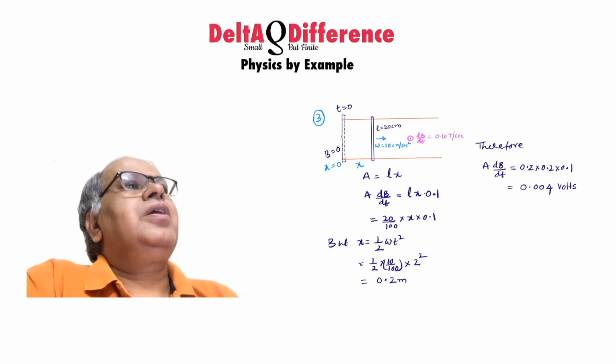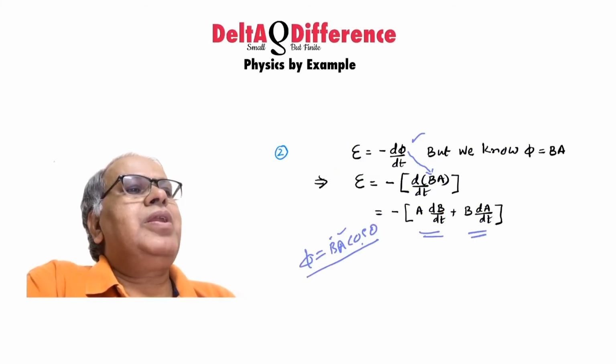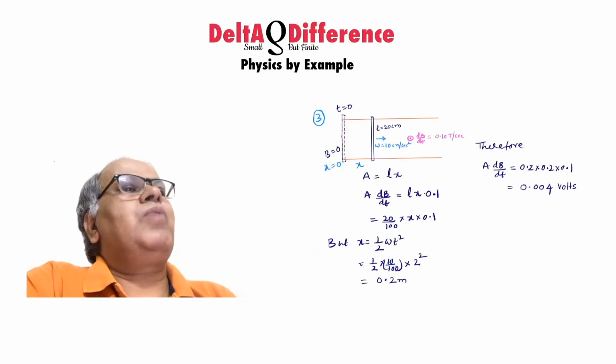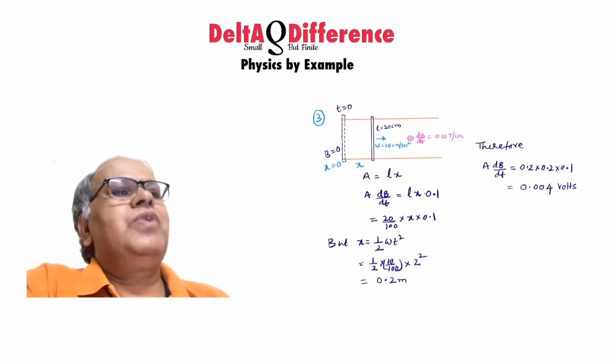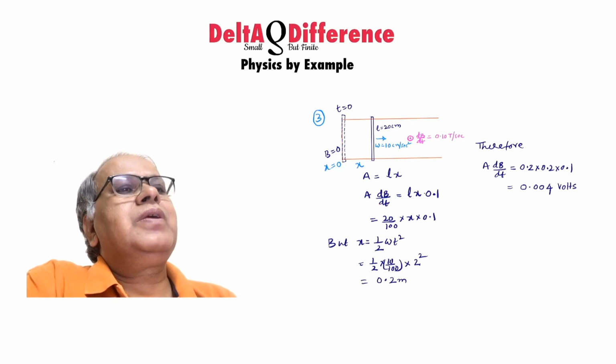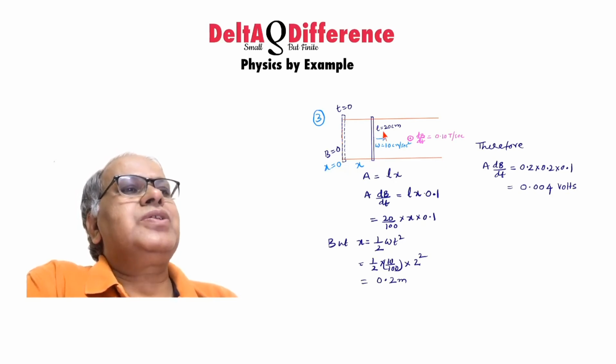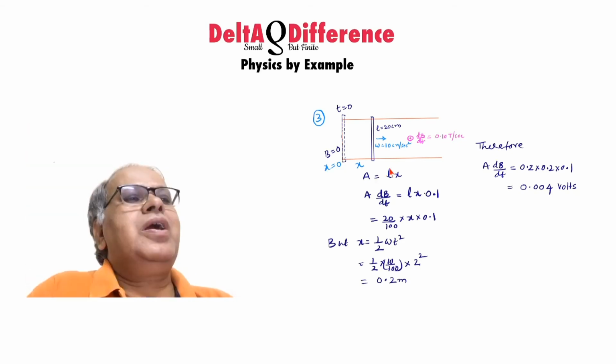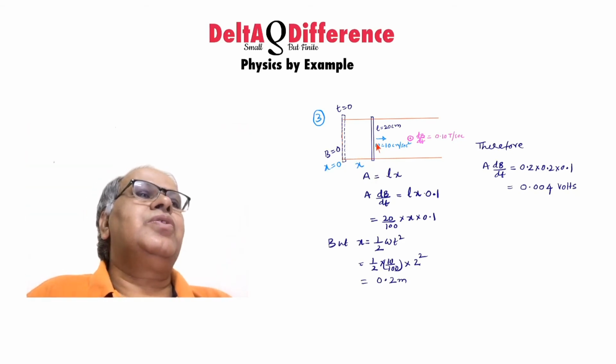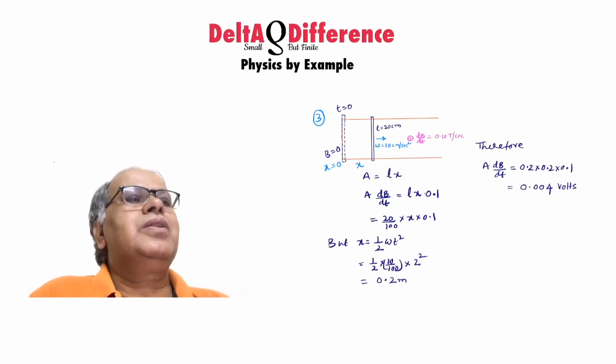Here we had two parts, A dB by dt and B dA by dt. We'll take them one by one. First, we'll address A dB by dt. So at t equals 0, the rod started here. B was 0, area was 0. At some time t, the rod is here, whereby it moved a distance x. The length of the rod is L, given as 20 here. So area at any instant is length into breadth. We could write Lx. Therefore, A dB by dt will be Lx.